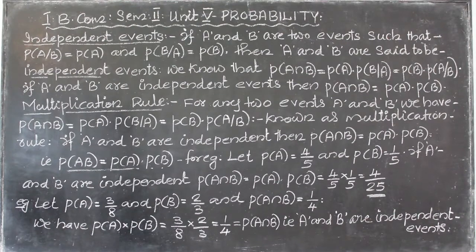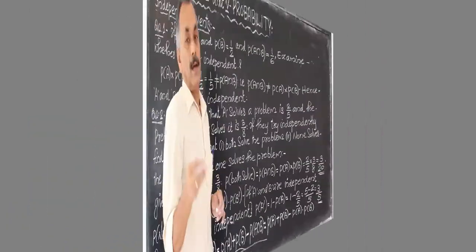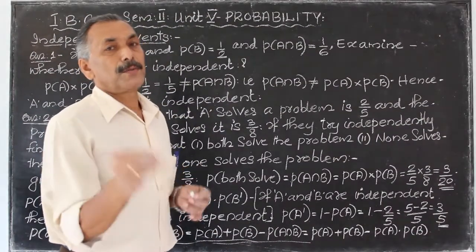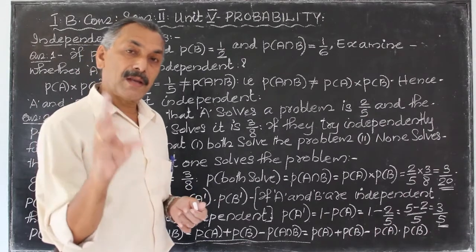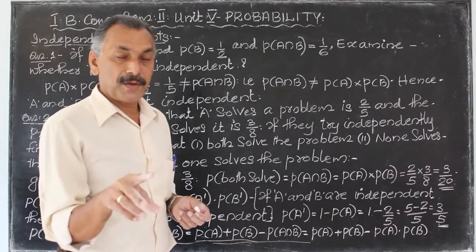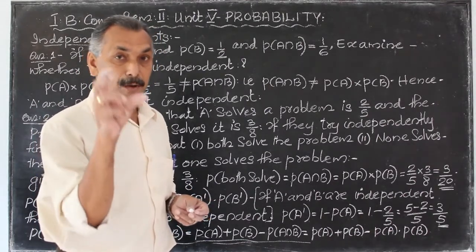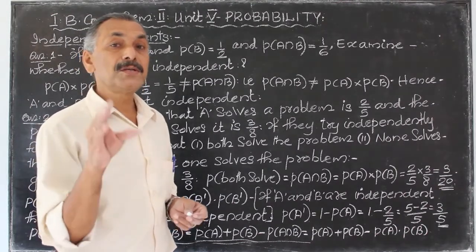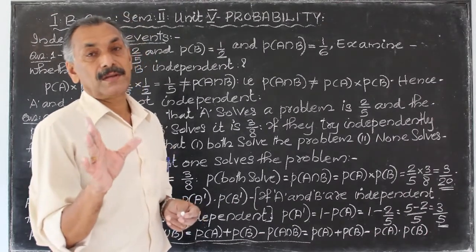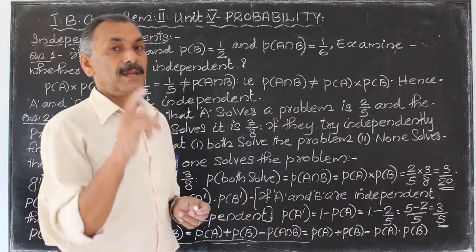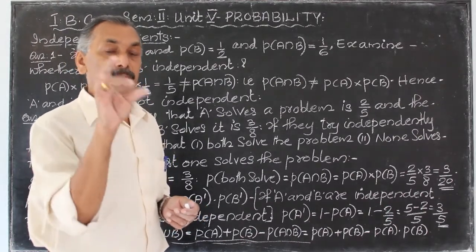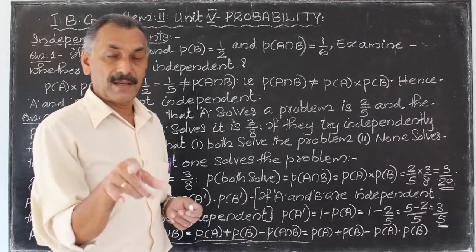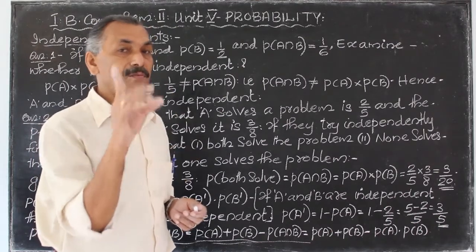Dependent and independent events. If A and B are independent, then probability of A intersection B, that means probability of both A and B, is equal to P of A into P of B, the A occurring probability into the B occurring probability. If they are dependent, then probability of A intersection B is equal to P of A into P of B given A, or P of B into P of A given B.